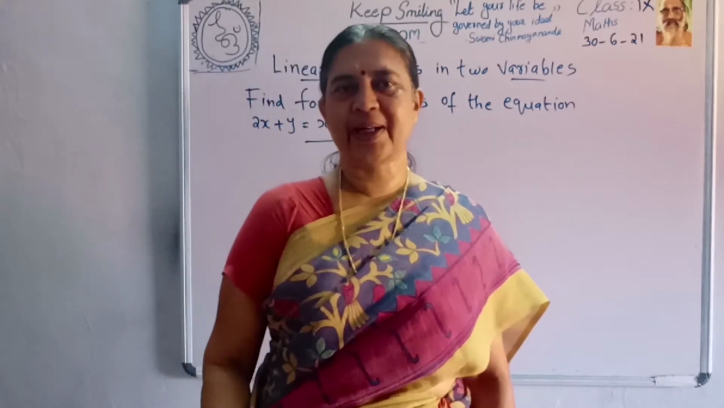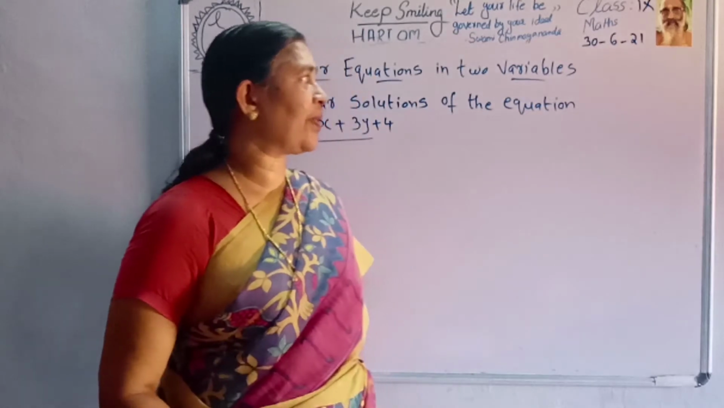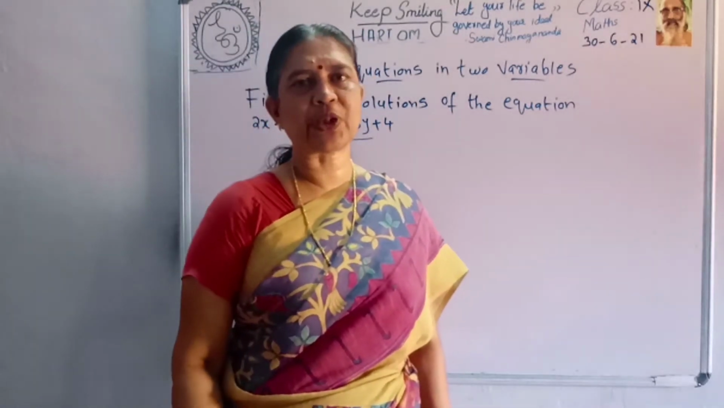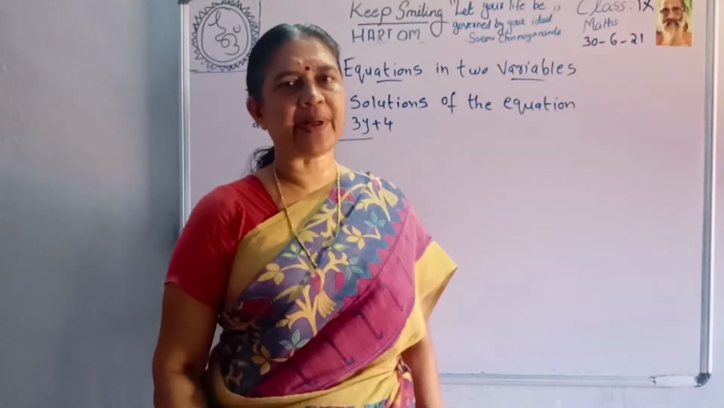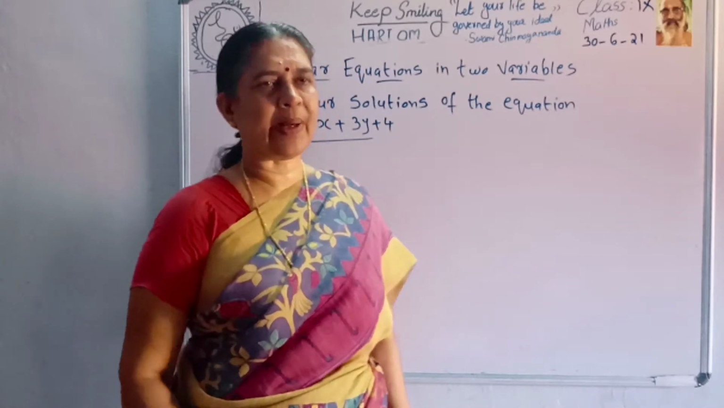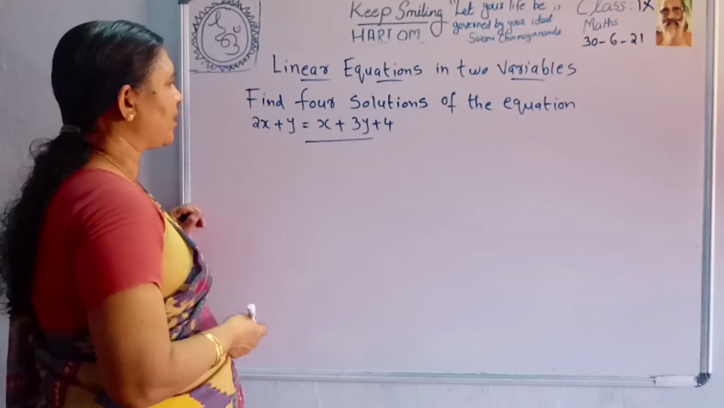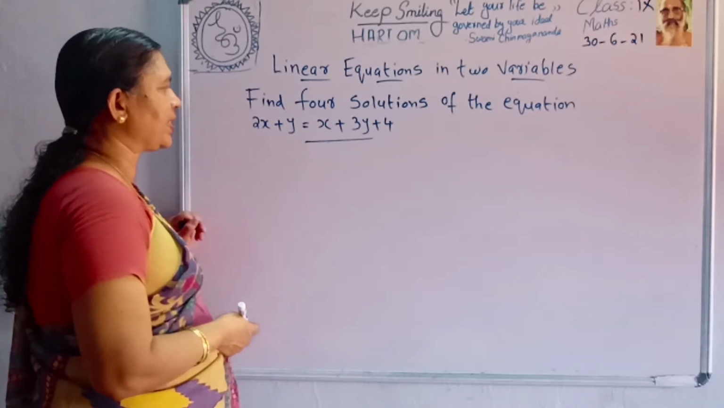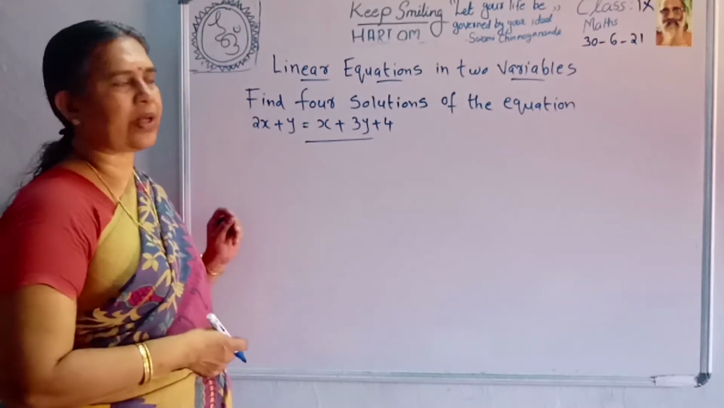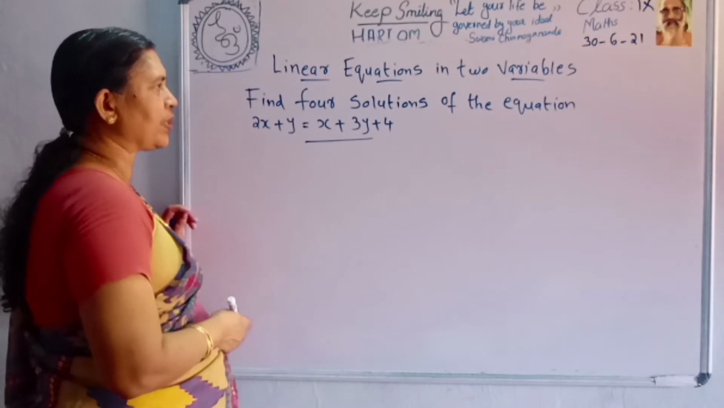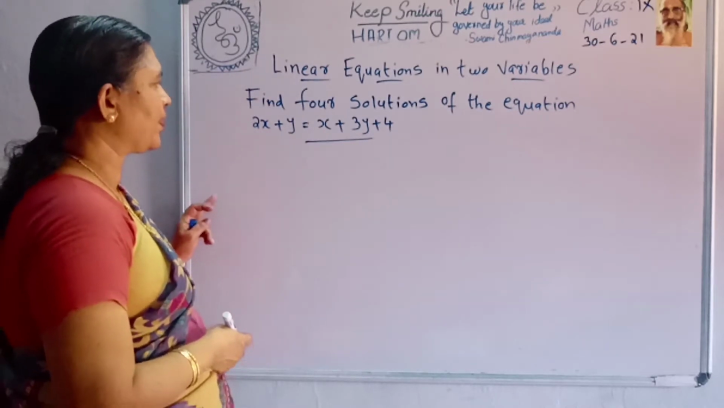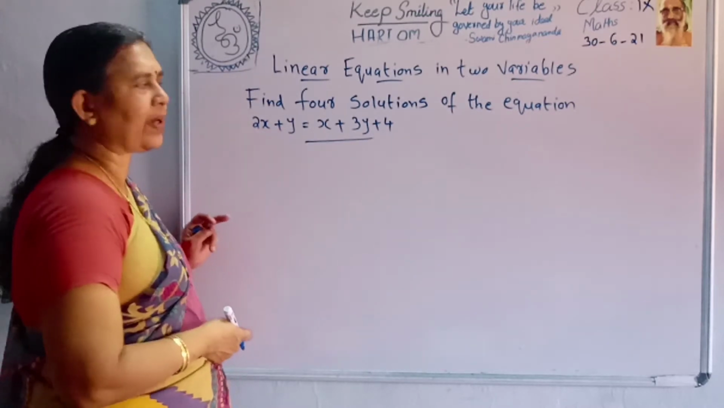Yesterday we studied linear equations in two variables and how to solve a linear equation in two variables. Today we can do one problem. Find four solutions of the equation 2x plus y is equal to x plus 3y plus 4.